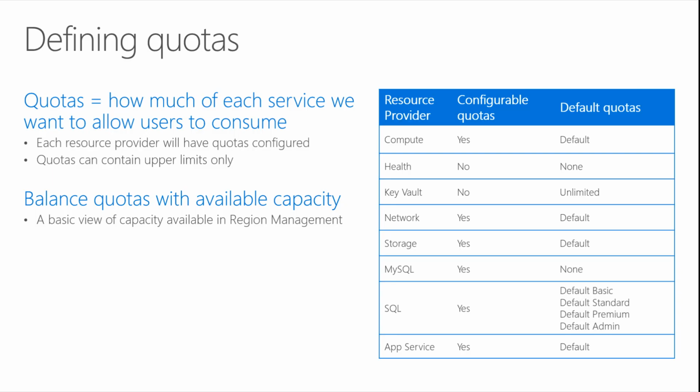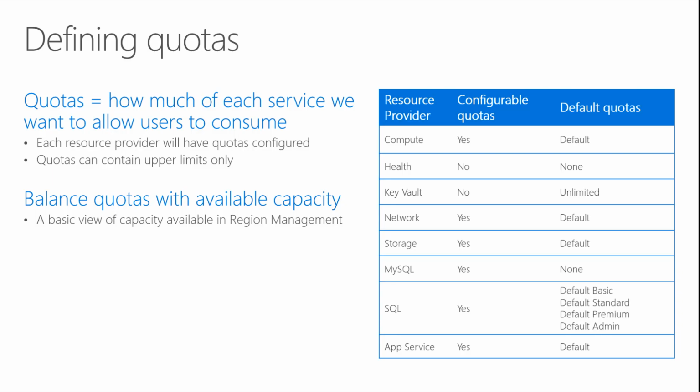Some of these resource providers are just inherent and needed for the system. So for example, the health resource provider is nothing that you put into an offer. That's to provide health of the overall system. Pretty much everything else in here though, compute, Key Vault, network storage, MySQL, SQL, and app service, those are things that either came with the system by default or we added them.